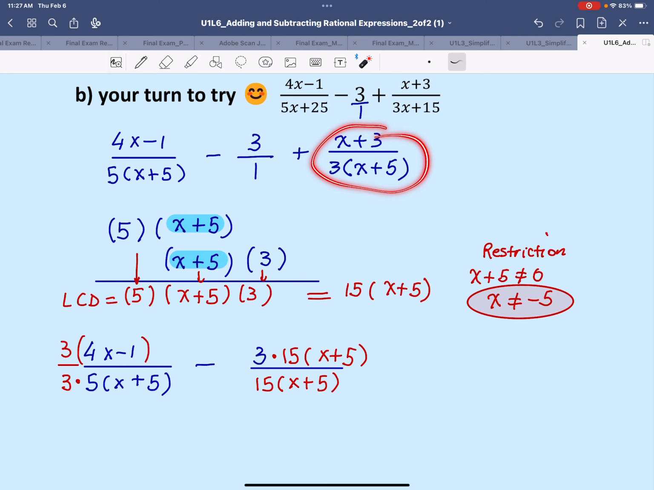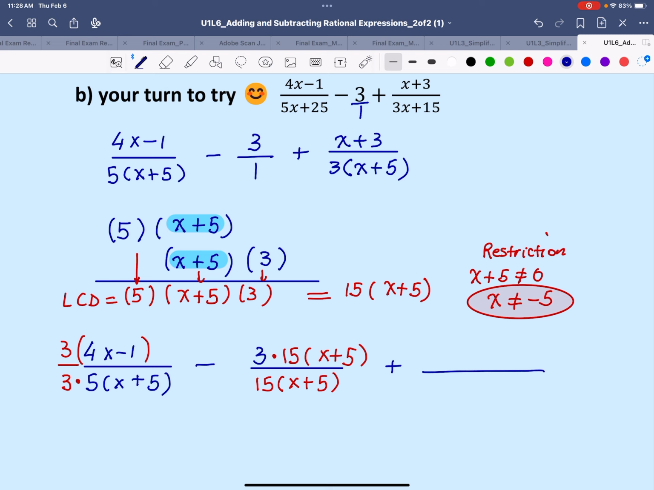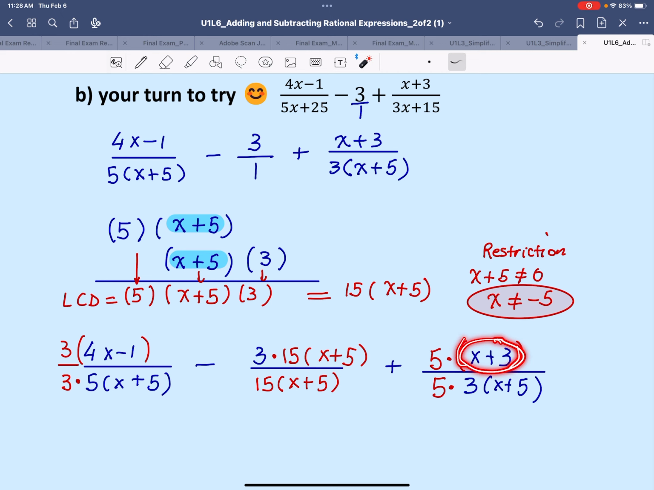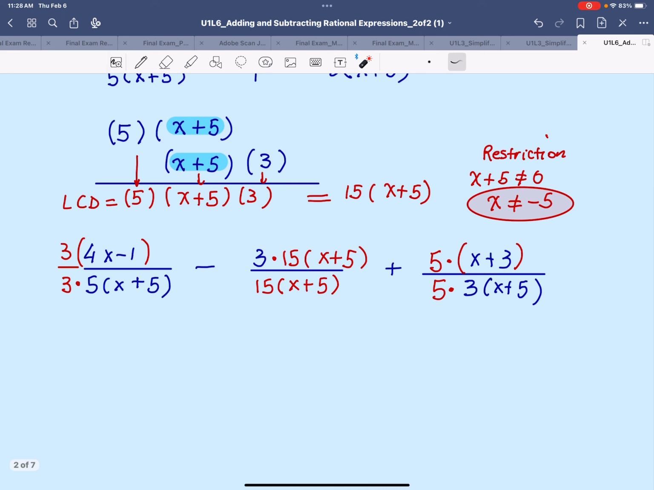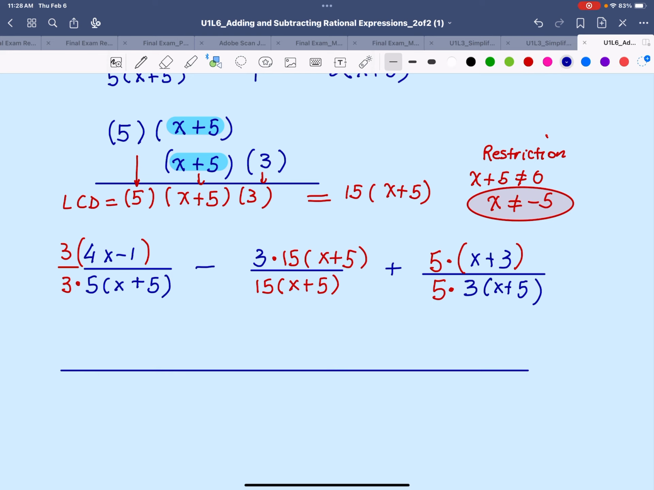And next we have the last term, which is plus. We have x plus 3 in the numerator, and the denominator is 3x plus 5. So to make it into a 15x plus 5, we got to multiply by 5 both numerator and denominator, and keep this nice numerator here in brackets because it's in binomial form. So as you can see now, all the denominators are 15x plus 5, which means that we can bring this entire expression under the same denominator in a single rational expression with denominator 15x plus 5.